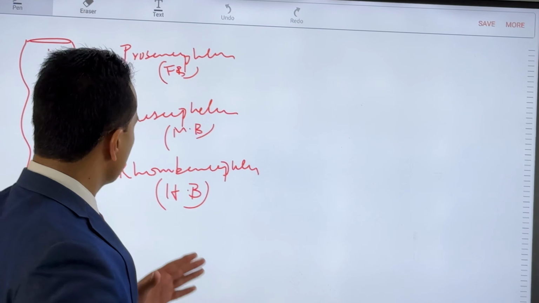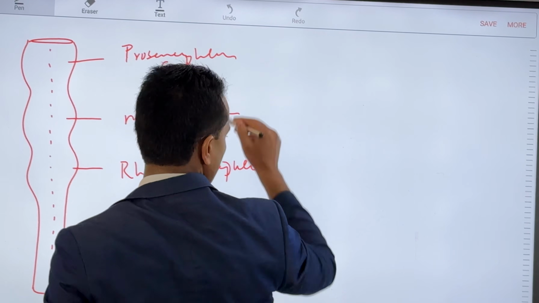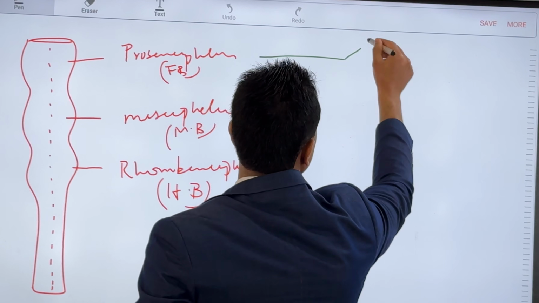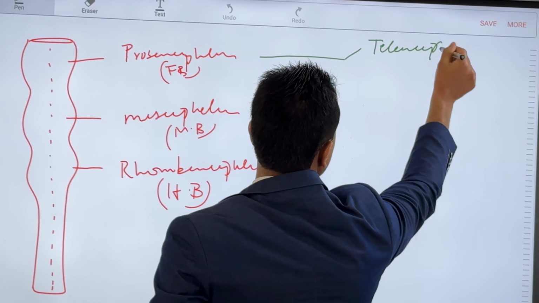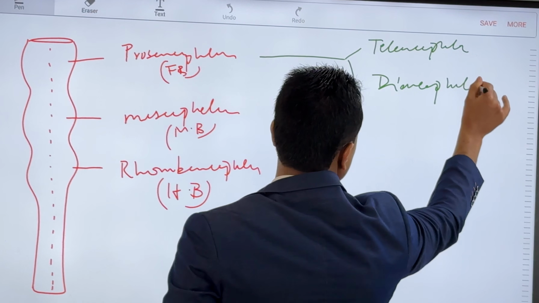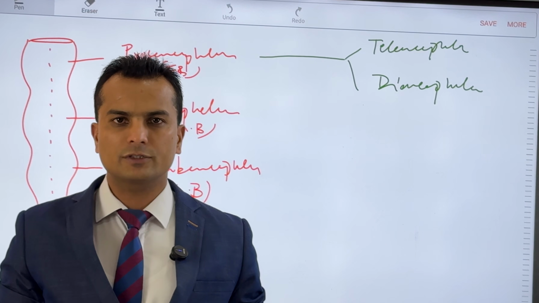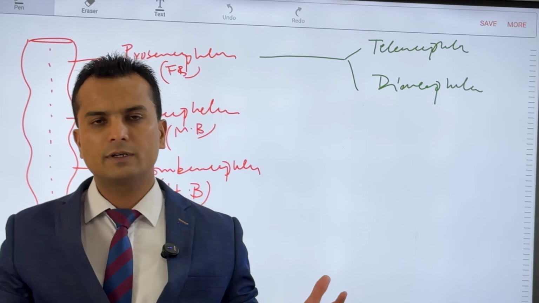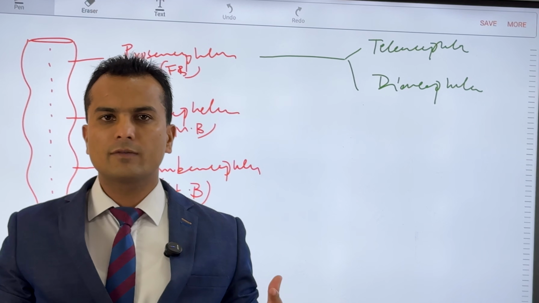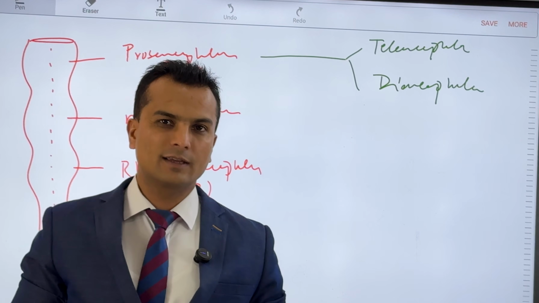So what are the parts of the prosencephalon? Prosencephalon is further subdivided into telencephalon and then diencephalon. In the telencephalon we have the cerebral hemispheres. We have the lateral ventricles also, which are a major site of production of the CSF, and then we have other important nuclei, the basal ganglia nuclei.